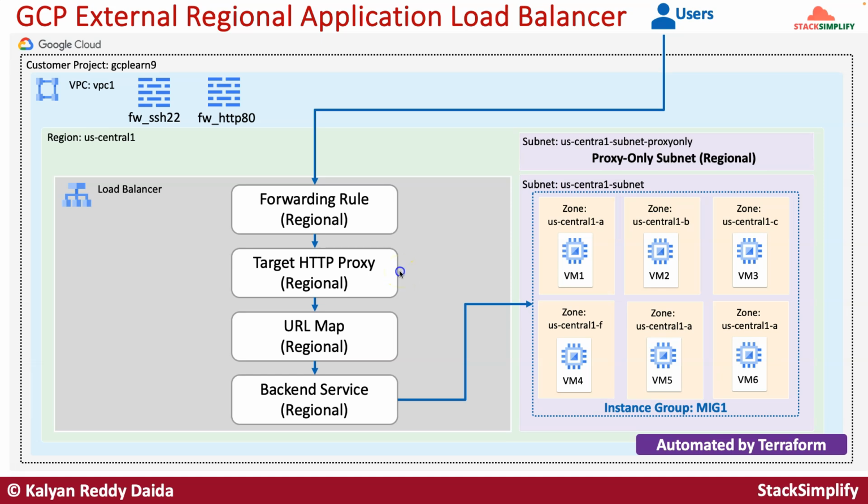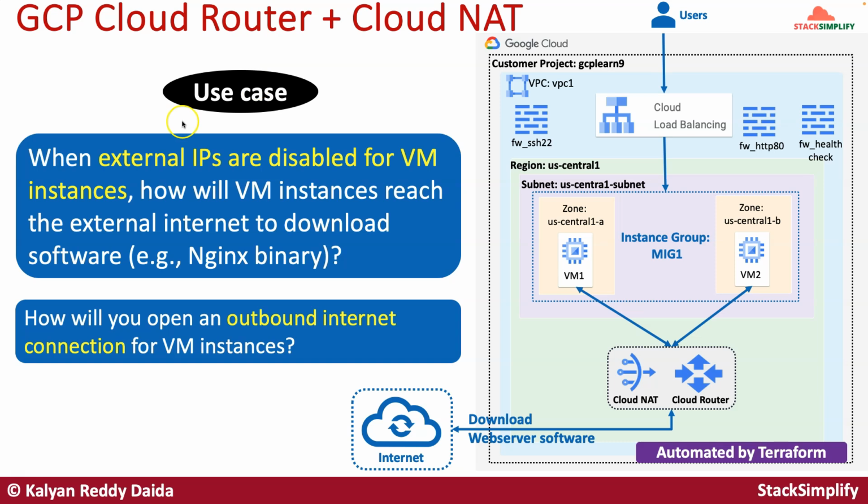Once that is done, we'll enter into a problem here. What is that? When external IPs are disabled for your VM instance, how will the VM instance reach the external internet to download software, something like Nginx in your startup script? Or in simple terms, how will you open an outbound internet connection for your VM instance? We need to include Cloud NAT and Cloud Router resources in our Terraform configurations to implement that. This part we are going to do in this demo. Here we'll add Cloud NAT and then Cloud Router.